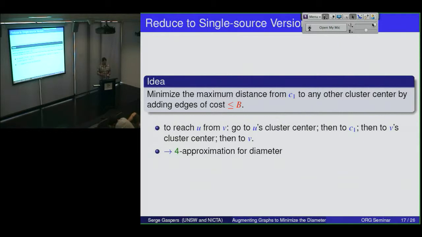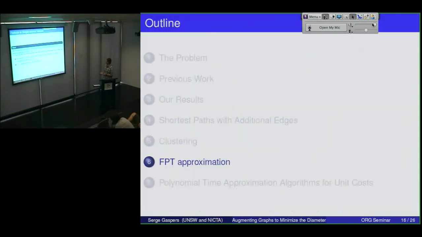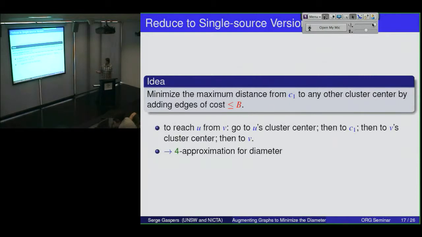The subproblem we look at here is a single source version. I want to go optimally from C1 to every other cluster center. Then I ensure that to reach C2 from C1, I spend at most opt, and to reach C5 from C1, I also spend at most opt. So in total, I can go from C5 to C2 with length 2 opt at most. The subproblem is that we want to minimize the maximum distance from C1 to any other cluster center by adding edges of cost at most B. And then, as I described, we get a four approximation for the diameter.